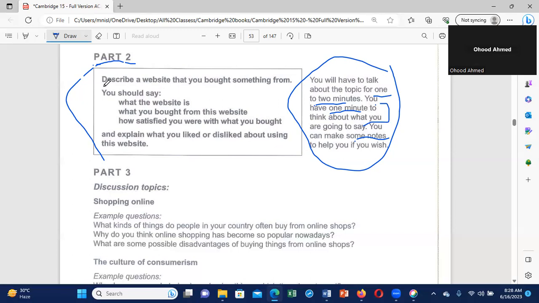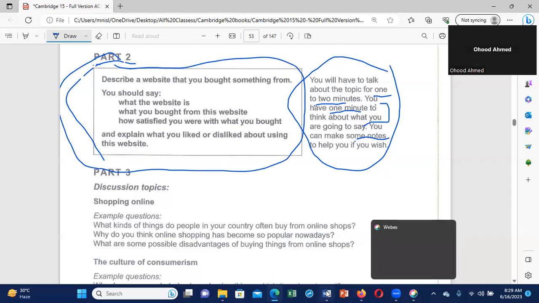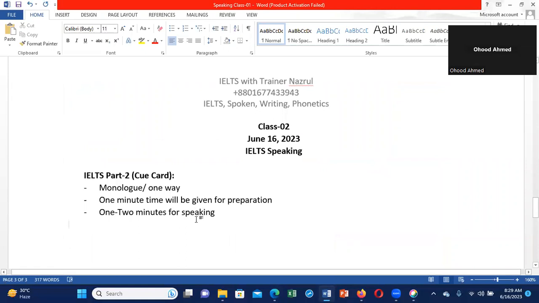Then you can see the topic. Now my question is, what will you do during 1 minute preparation time? This is important. As you will be given 1 minute to prepare to speak about this, what can you do? I mean, planning for the 1 minute preparation time before speaking. I repeat, planning before speaking is very important. So get ready mentally. Here are some steps or guidelines you can follow.